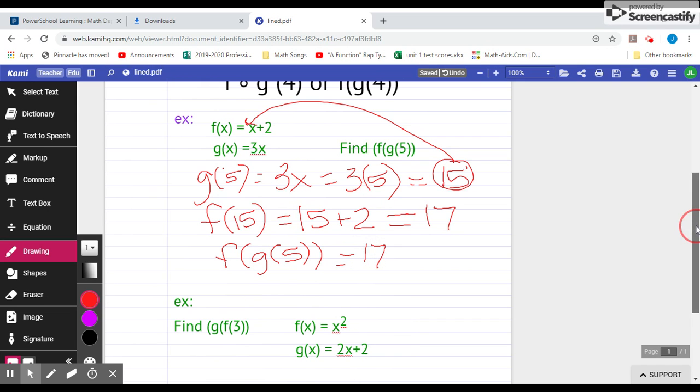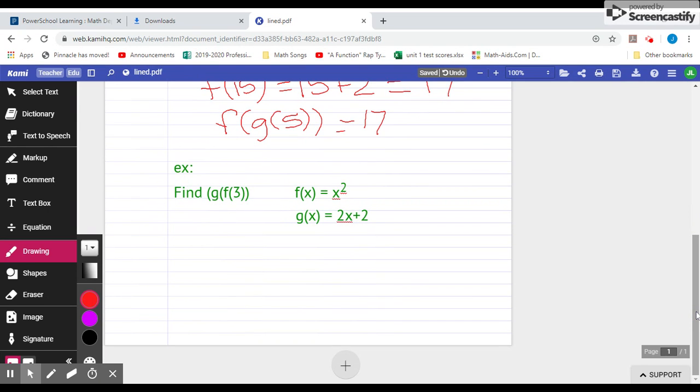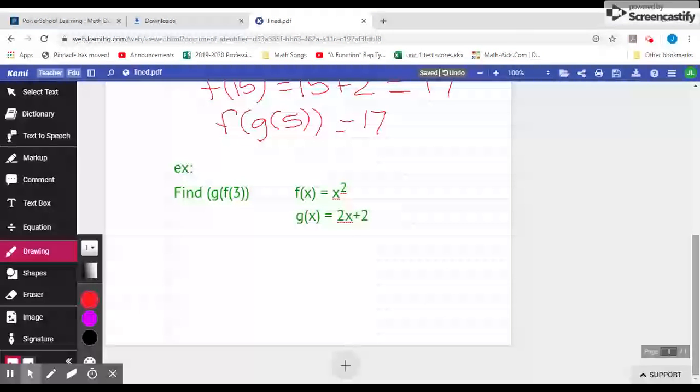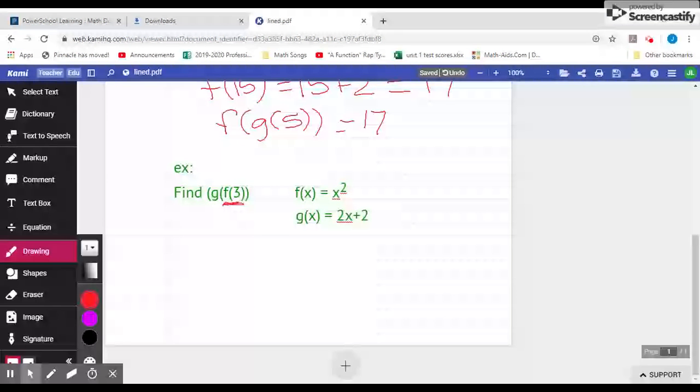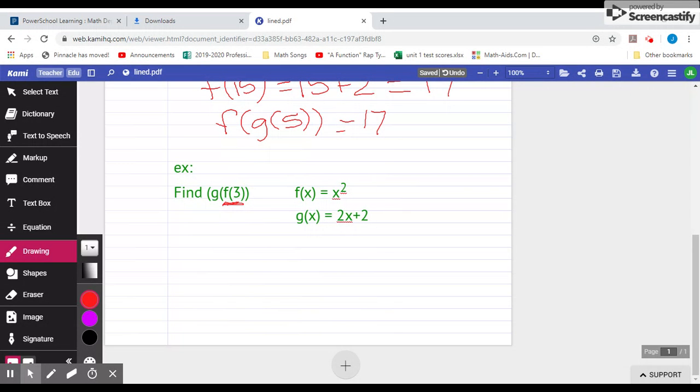Okay, so let's look at a second example. We have our two functions: f of x is equal to x squared, and g of x is equal to 2x plus 2. They're asking us to find g of f of 3. So again, we work from the inside out. We're going to solve that f of 3 first, before we put it into our outside function, which is g of x.